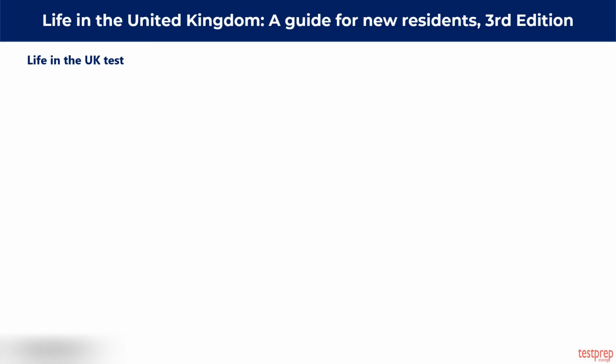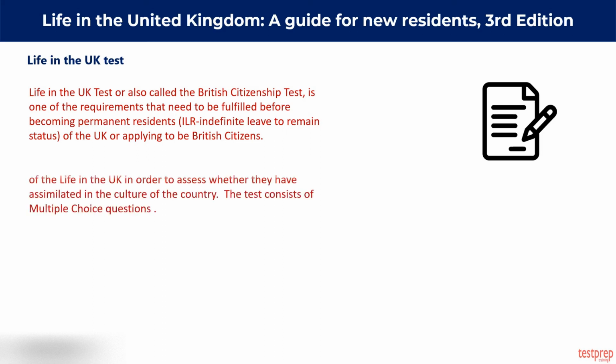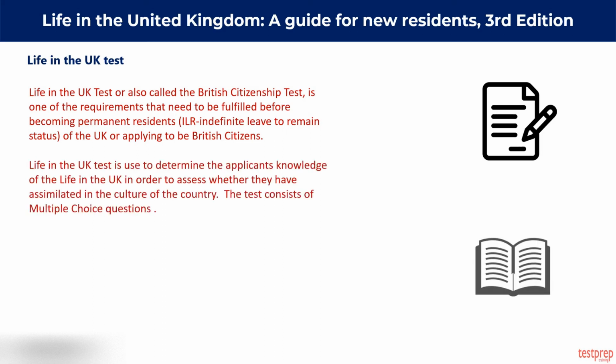It is really important to understand what is Life in the UK test. Life in the UK test, or also called the British Citizenship Test, is one of the requirements that need to be fulfilled before becoming permanent residents of the UK, or applying to be British citizens. Life in the UK test is used to determine the applicant's knowledge of the life in the UK, in order to assess whether they have assimilated in the culture of the country.